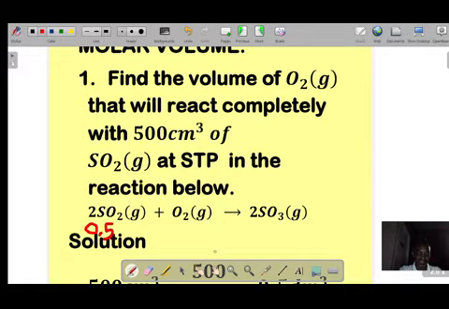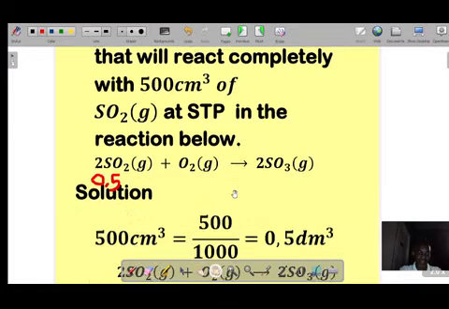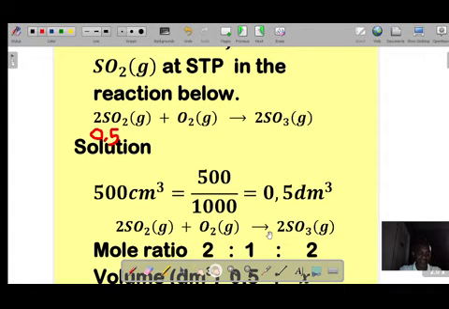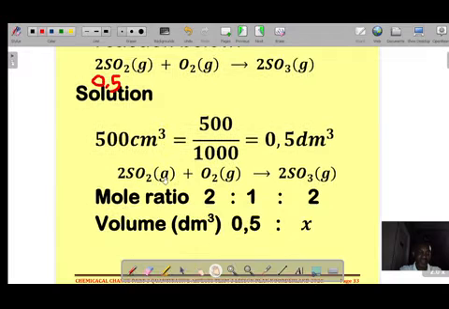Let's check our solution here. Now as you can see, that's my volume in decimeters cubed. The mole ratio here is 2:1. In other words, 2 moles of sulfur dioxide react with 1 mole of oxygen. So what about the 0.5? 0.5 of sulfur dioxide is going to react with how much? That's why I'm using X here. Now to get my X, it's very simple. I simply cross multiply, like this.